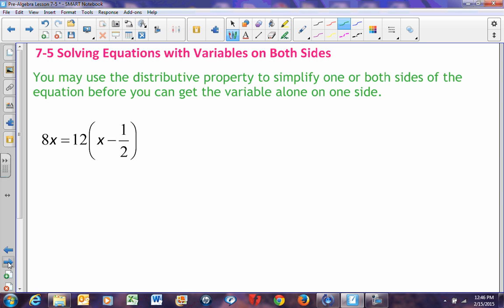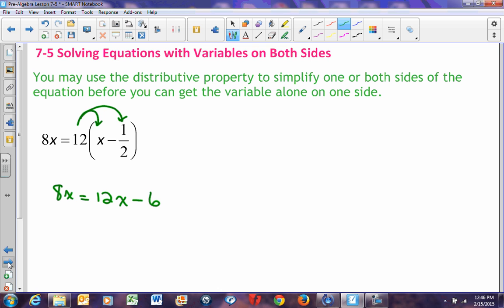And you may use the distributive property to simplify one or both sides of the equation before you can get the variable alone. For example, in this particular problem, 8x equals 12(x minus 1/2), I do have to distribute the 12 through the parentheses before I can move all the variables to one side or the other. So if I distribute this 12, I get 8x equals 12x. 12 times a negative 1/2, or negative half of 12, is minus 6.